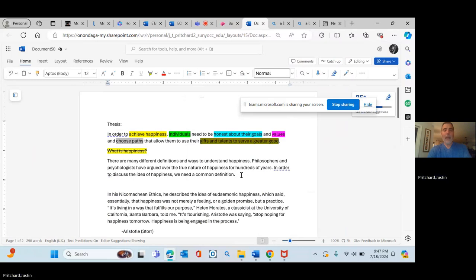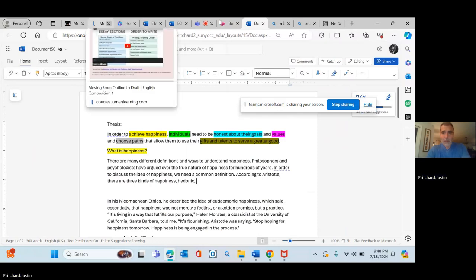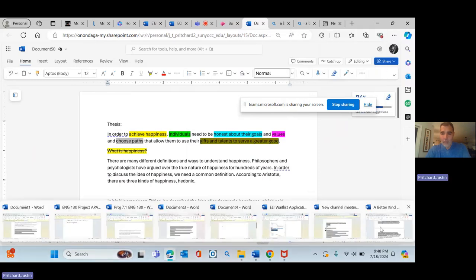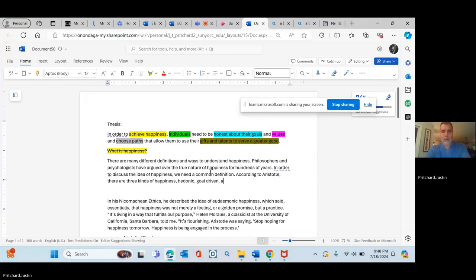So I'm going to do what's called a signal phrase, right? So I'm going to say, according to Aristotle, there are three kinds of happiness. And this was in Will Storr's article. Hedonic. What does he say? He says, hedonic, goal-driven, and eudaimonic.